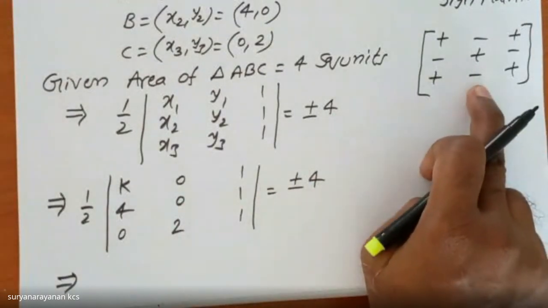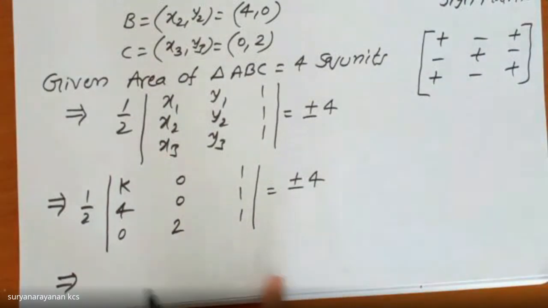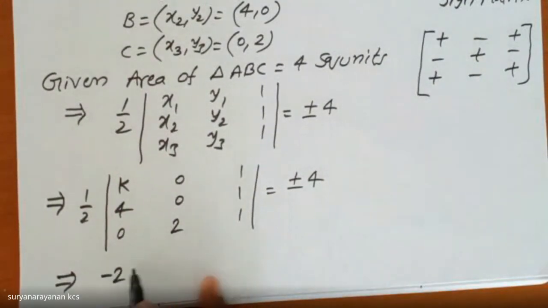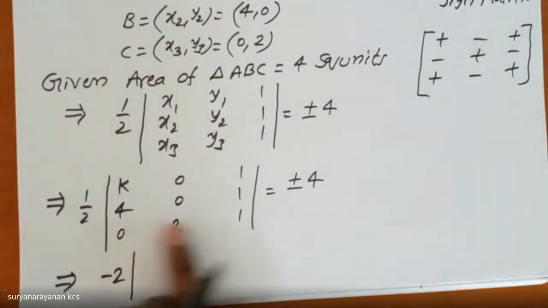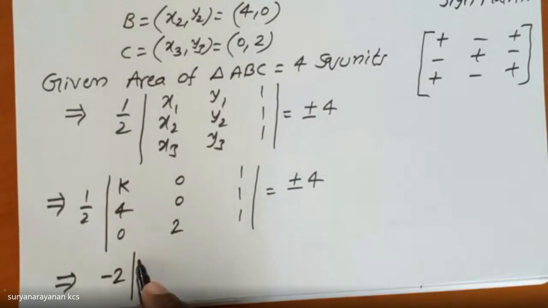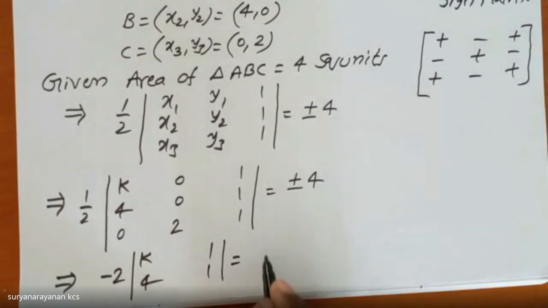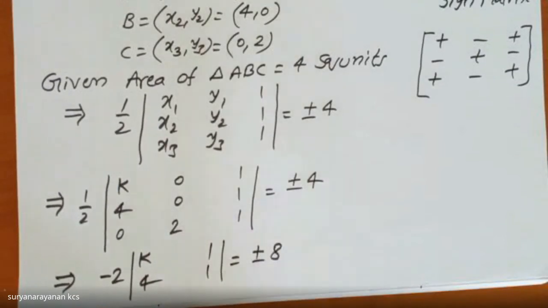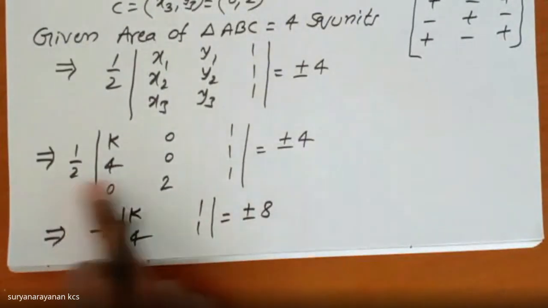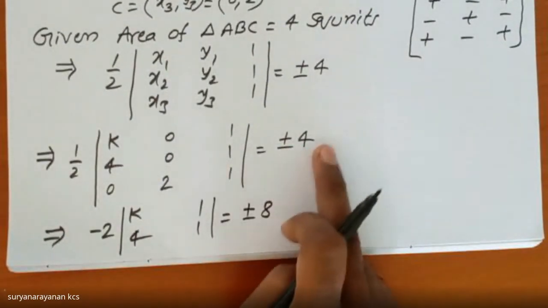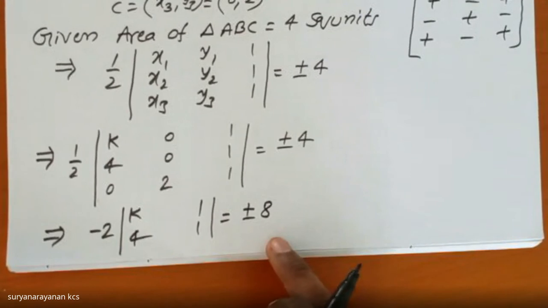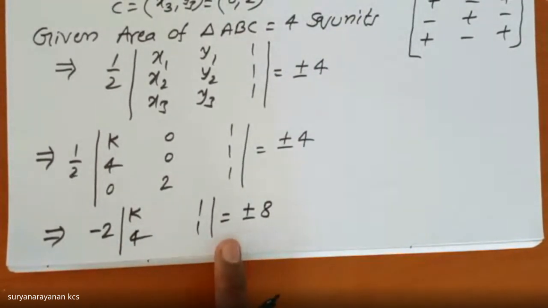Simply we can write the third term. What is the sign? Minus 2 into, close this row and this column. What will we get? K, 1, 4, 1. Yes or no? Yes, sir. I have moved this 1 by 2 to the RHS. Then we get plus or minus 8. Understood this step?